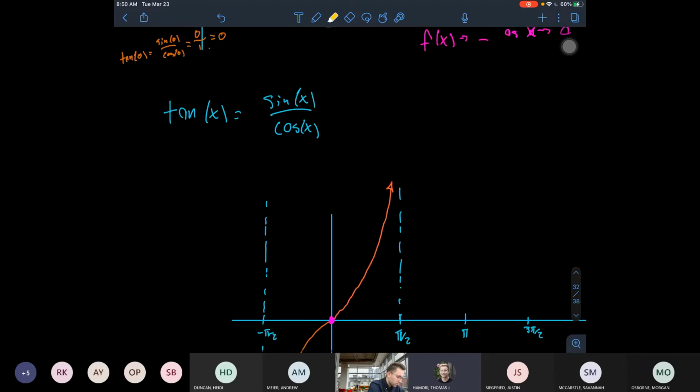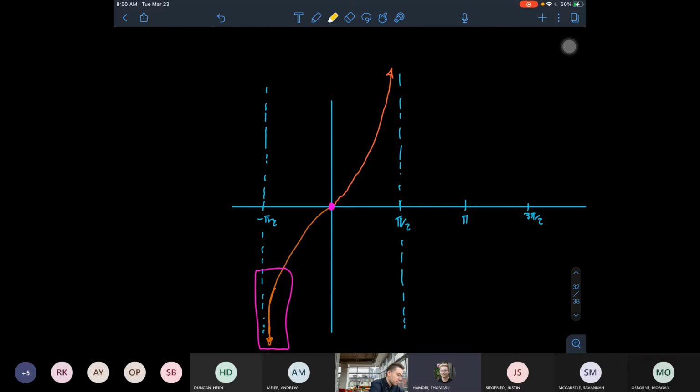So this is why we have this asymptotic behavior up in this region on the right.